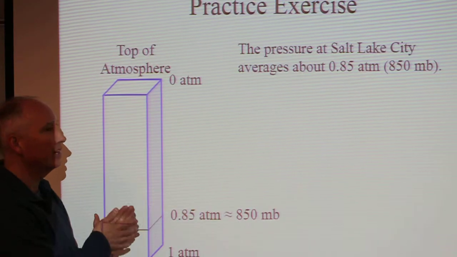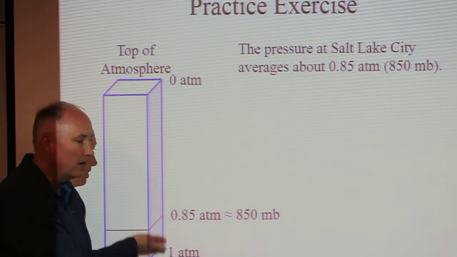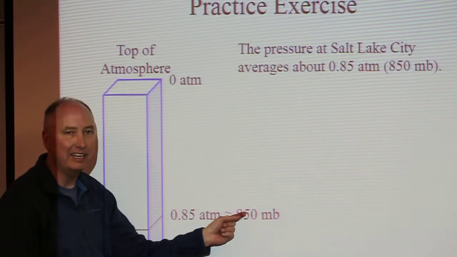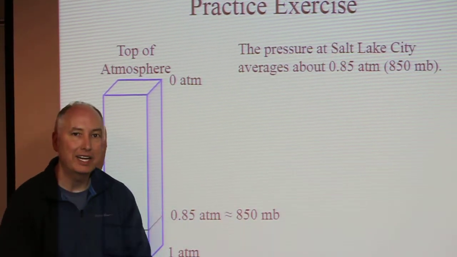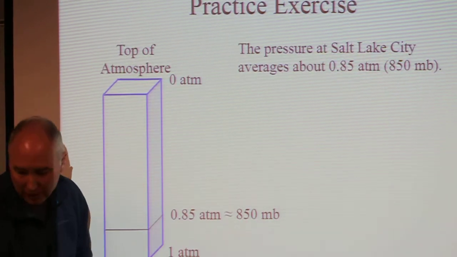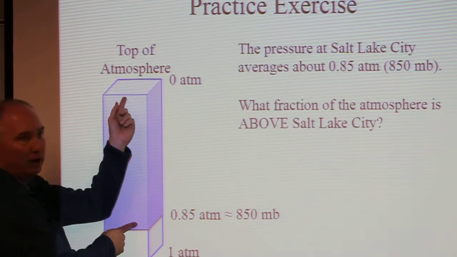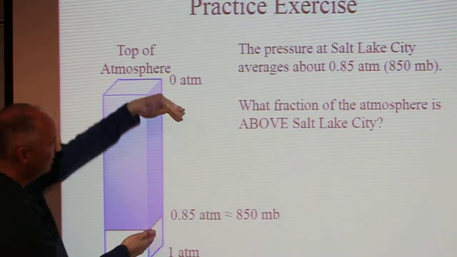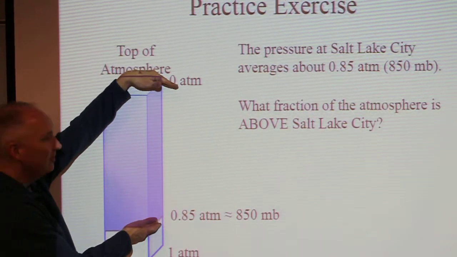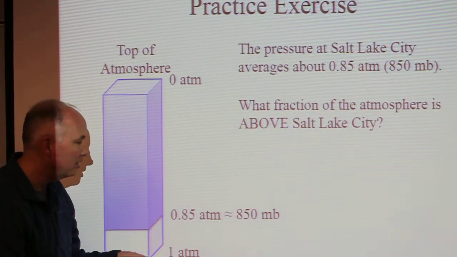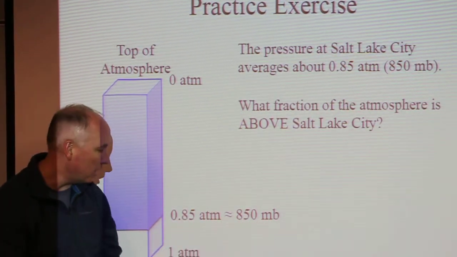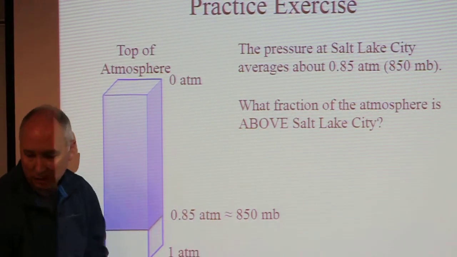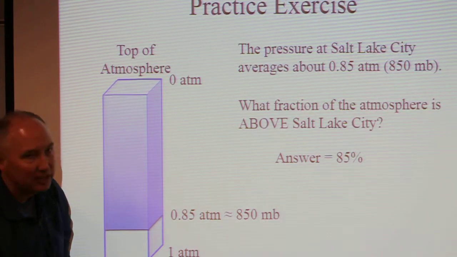So what about here at Salt Lake City? At Salt Lake City, we are above sea level, and if I go outside and measure the pressure, on average, it's about 850 millibars. So I can ask what fraction of the atmosphere is above Salt Lake City. From this diagram, you can see that about 85% of the atmosphere is above Salt Lake City, because 850 out of 1,000 millibars is above Salt Lake City. So the answer there is 85%.